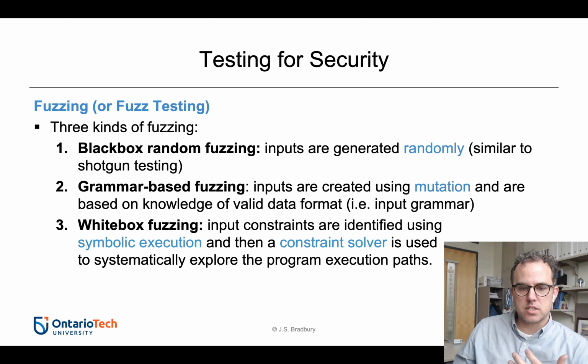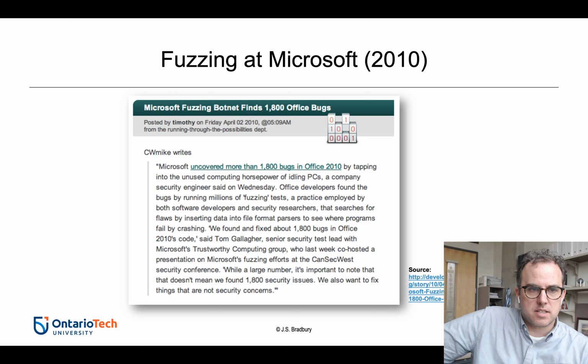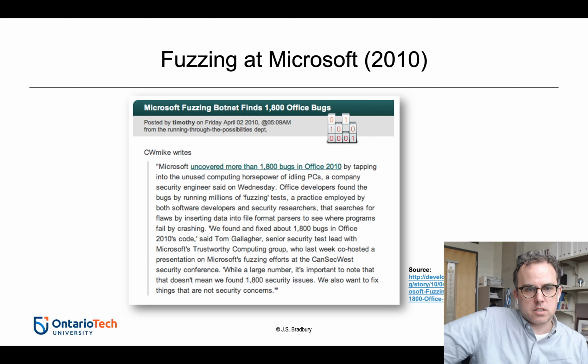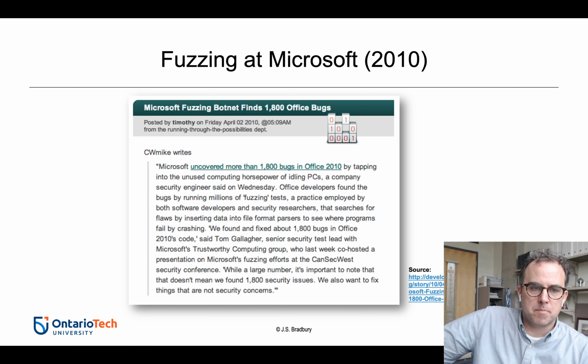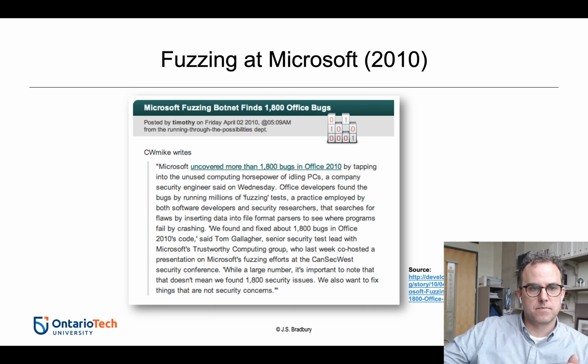Just to give you some examples in practice, I'm going to show this because it's historical, but I think it's also relevant. I remember seeing this 12 years ago: Microsoft, this is when they first started using fuzzing at a large scale that I'm aware of. They used what they call a fuzzing botnet. They used this fuzzing tool on their Microsoft Office product at the time, and they were able to uncover more than 1,800 bugs. What they did was use the idling PCs of employees to launch this botnet that fuzzed Microsoft Office and uncovered all of these bugs. And they also fixed them all as well. So I think that's important to know.